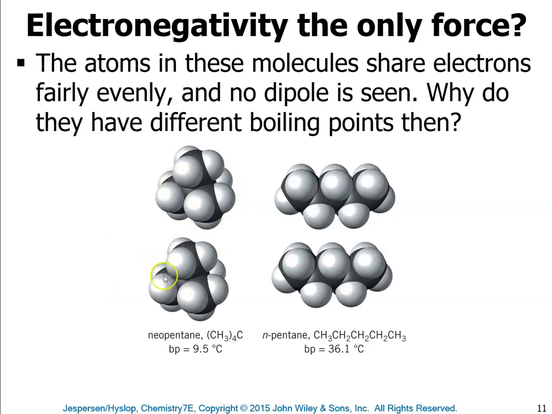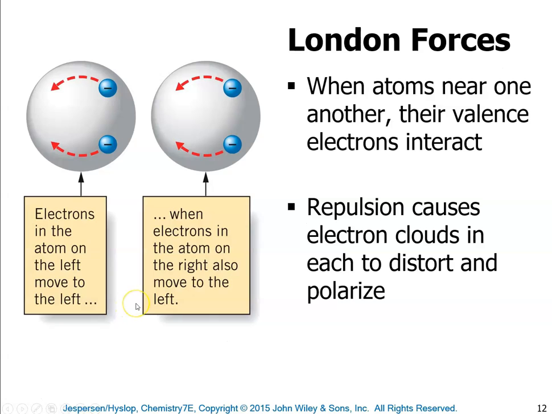So these shorter molecules have a different boiling point than the longer molecules, and this suggests that even though this isn't a polar molecule, there are some other types of bonding involved. And these are called London dispersion forces, otherwise known as temporary induced dipoles.